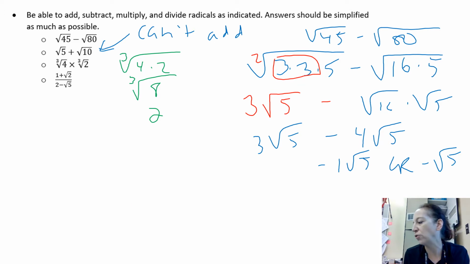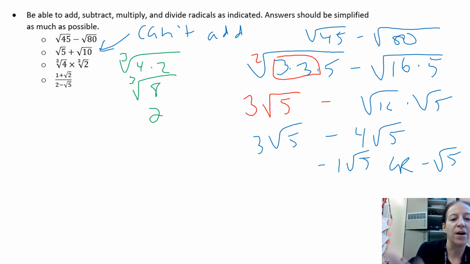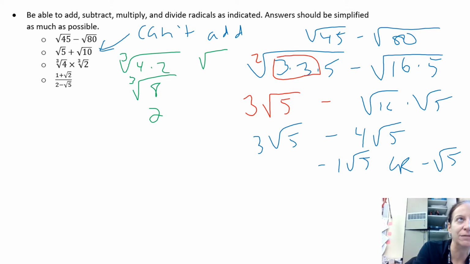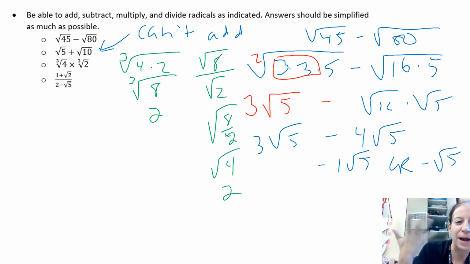You may also see a division problem the same way. So you might see something like, I don't know if I can pull one up. I don't want to take one off the test because that's kind of bad form, but you can do the same thing with division. So you could see the square root of 8 divided by the square root of 2, which is the square root of 8 over 2, which is the square root of 4, which is 2. Okay, so you can see a division one.